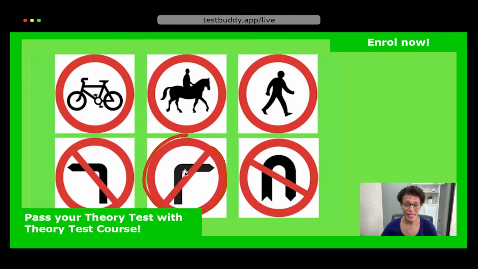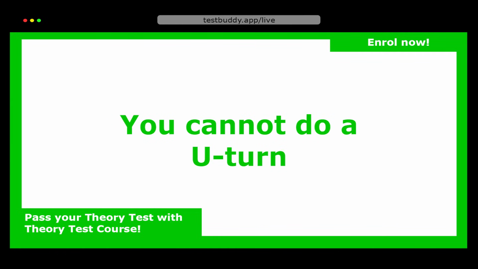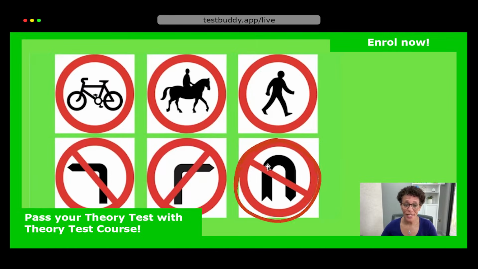Whenever you're looking at these signs, notice there's an arrow, a pointy bit at the top. That means you're driving up and in that direction. If this arrow is inserted like this, it means you're driving up this road and then driving in that direction. So you cannot turn in that direction. You cannot do a U-turn. If you don't understand what a U-turn is, then please let me know. So no turning in these directions and no U-turns.